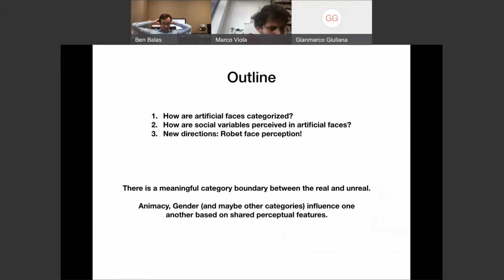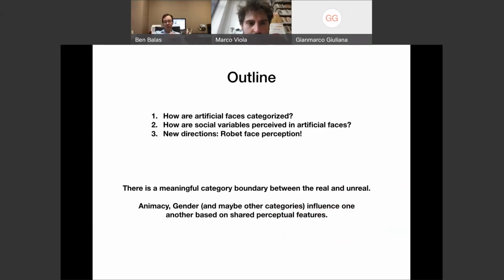So what do I think this means? Well, there is this meaningful category boundary between the real and unreal that we can measure in my lab, but it's determined by multiple perceptual features. So the eyes, the skin, many different aspects of the face contribute to that boundary. And it also turns out to be a boundary that interacts with other categories we maintain about faces.